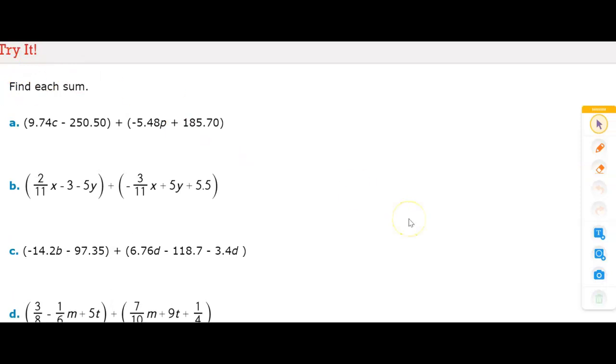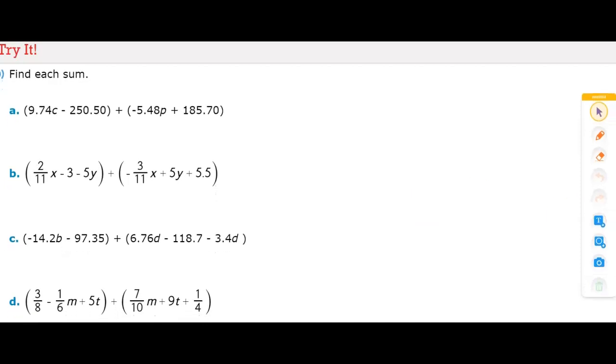Find each sum. We need to find the sum of A, B, C, and D. I'll do B because it has a fraction and that sometimes trips you up. So let's do that one. We're going to combine the like terms. So I'm going to first identify the terms that are alike.